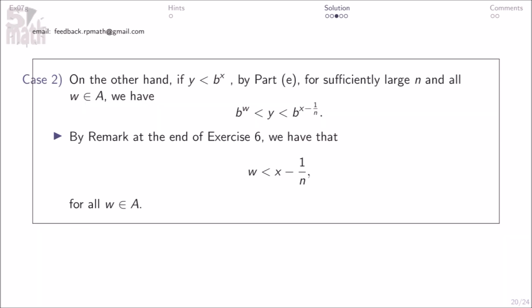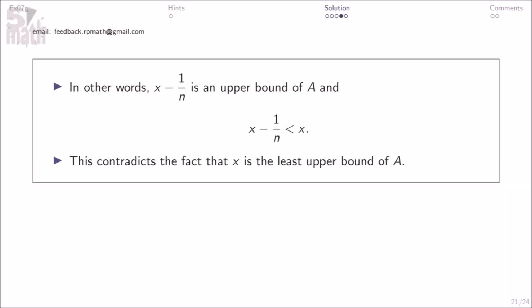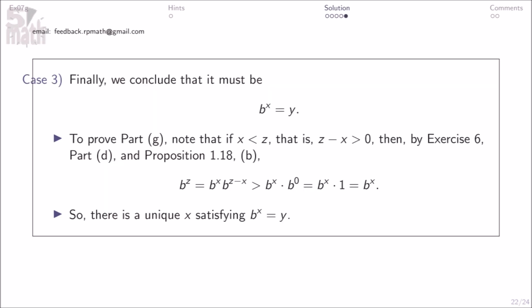Case 2. On the other hand, if y < b^x, by part E for sufficiently large n and all w in A, we have b^w < y < b^(x−1/n). By the remark at the end of exercise 6, we have that w < x − 1/n for all w in A. In other words, x − 1/n is an upper bound of A and x − 1/n < x. This contradicts the fact that x is the least upper bound of A. Case 3. Finally, we conclude that it must be b^x = y.